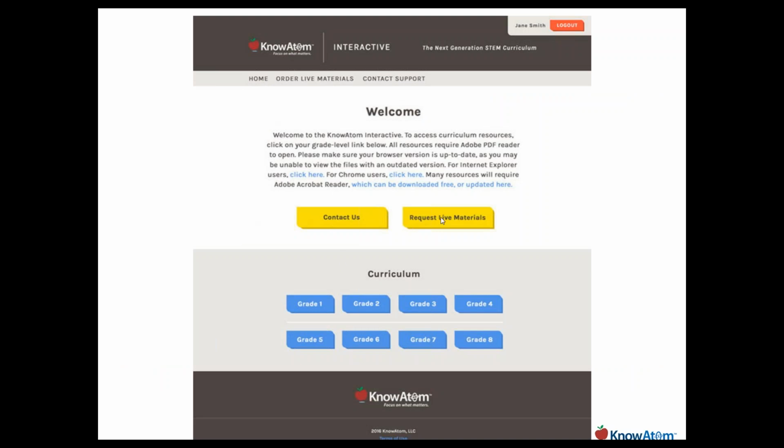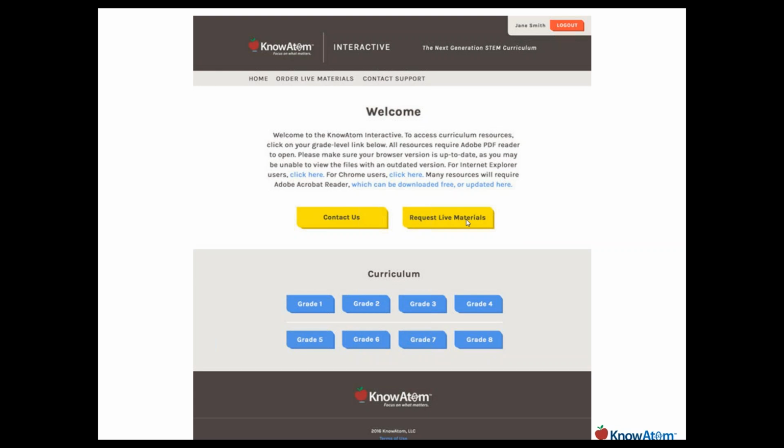One, contact us on live materials. Contact us if you have a question, a concern, a need, whatever. This will take you to a place where you can grab our phone number, write us a letter if you want, or submit something by an email request, and you'll get a response. Typically 24 to 48 hours is the window, oftentimes same day.